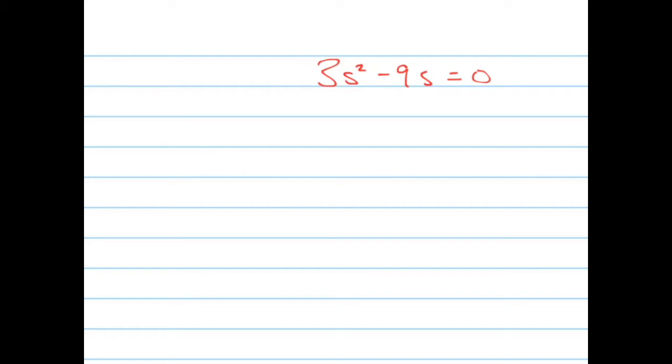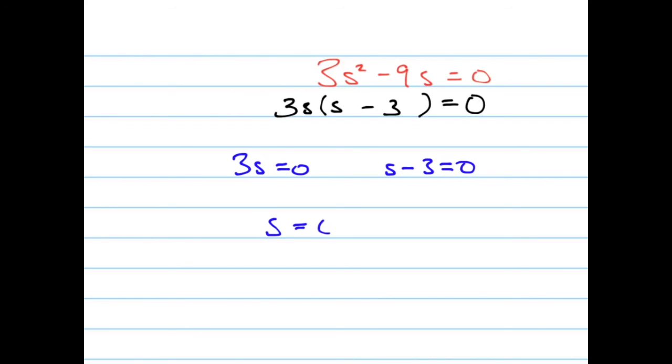So we want to look at first what they have in common. 3 goes into both 3 and 9, and they both have an s. Taking 3s out of 3s squared leaves us with s, and dividing it out of negative 9s leaves us with negative 3. So we have solutions when 3s equals 0, or when s minus 3 equals 0, which gives us s equals 0 and positive 3.